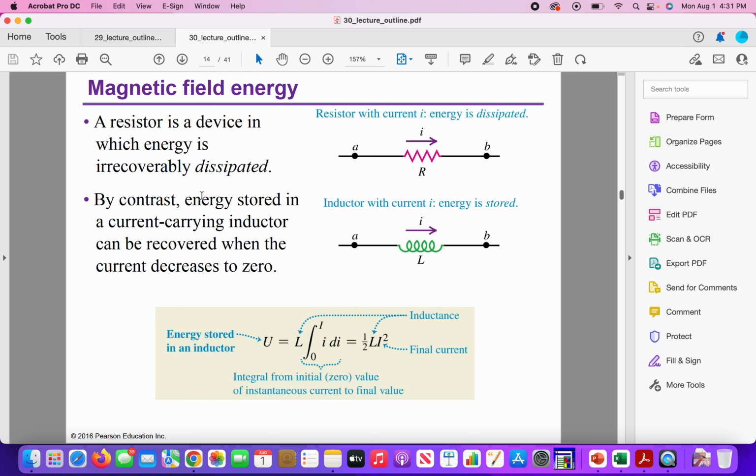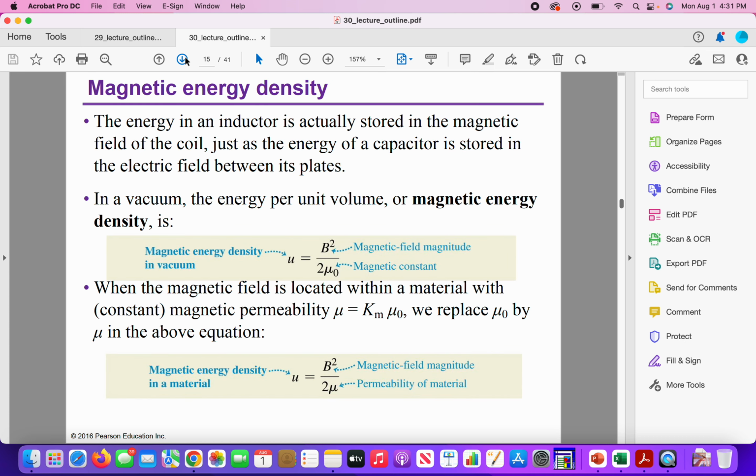When you look at it and compare expressions, you're going to find that there is a general trend, and we're going to talk about this in a little bit. The energy in an inductor is stored in the magnetic field of the coil, very similar to how the energy of a capacitor is stored in an electric field. And in vacuum, the energy per unit volume, which is called magnetic energy density, lowercase u equals B squared over 2 mu 0.